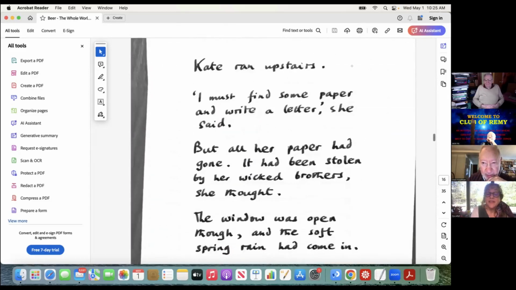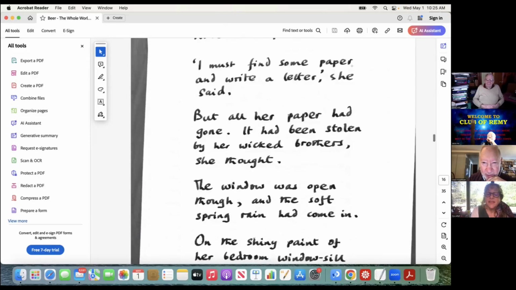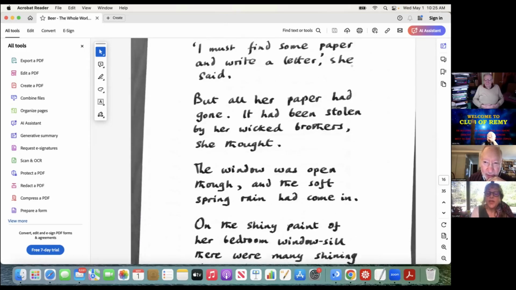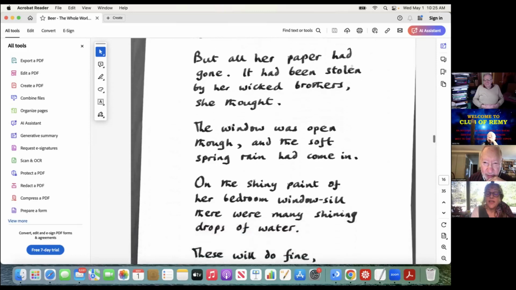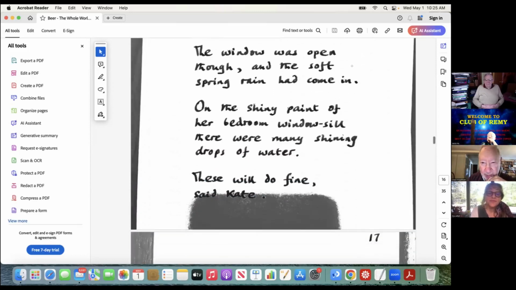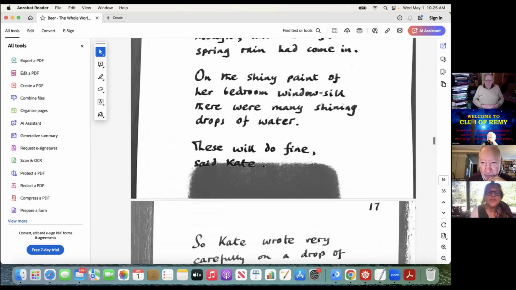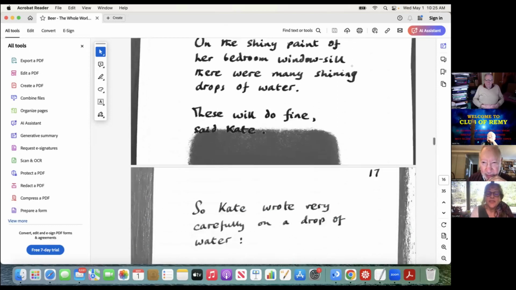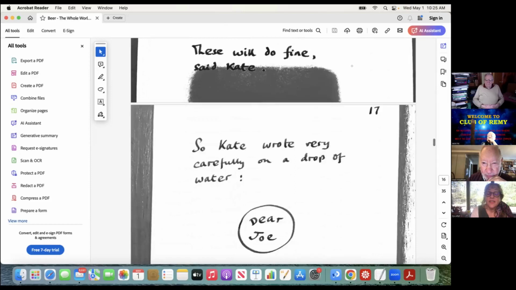Kate ran upstairs. "I must find some paper and write a letter," she said. But all her paper had gone. It had been stolen by her wicked brothers, she thought. The window was open, though, and the soft spring rain had come in, and on the steady paint of her bedroom windowsill there were many shining drops of water. "These will do fine," said Kate.